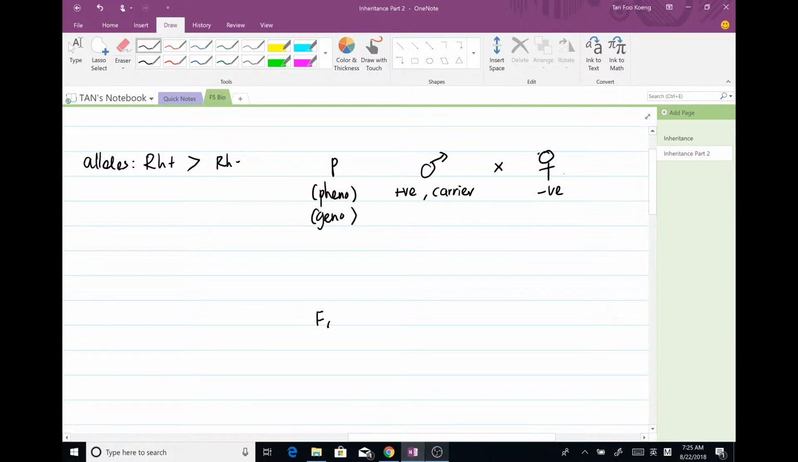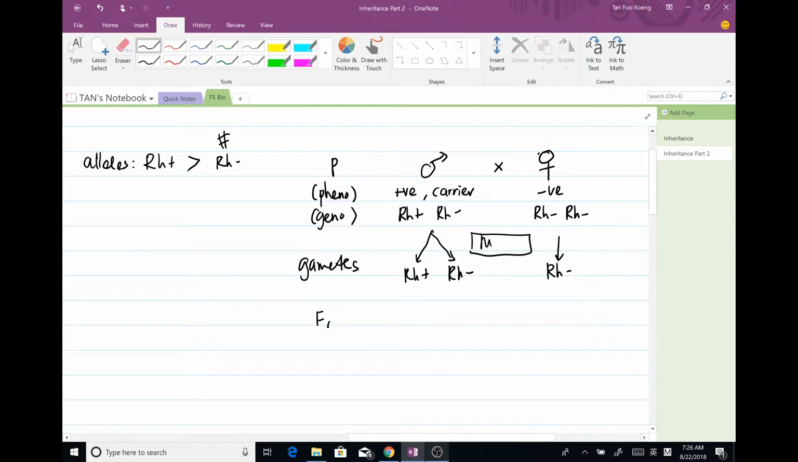Let's see. So what is a possible genotype for the mother? The mother must have both Rh negative alleles to be negative, because as shown here, the Rh negative is the recessive allele. Then what about the father? The father is positive and a carrier at the same time, so he carries both alleles. So during the formation of gametes, the father is going to produce two types of gamete. One is Rh positive, the other one is Rh negative. The mother can only produce one type of gamete, which is Rh negative. Remember to label this process as meiosis. It is going to give you marks also.